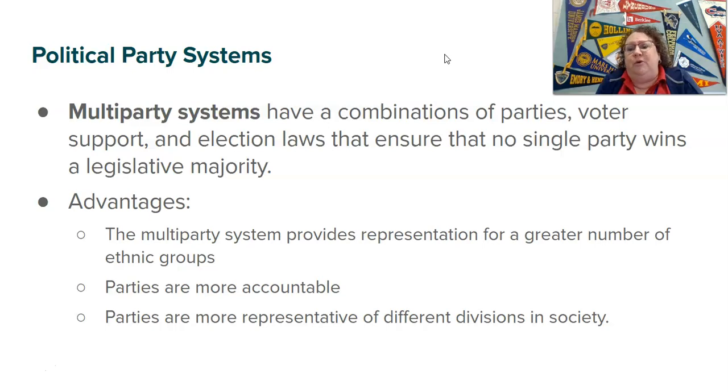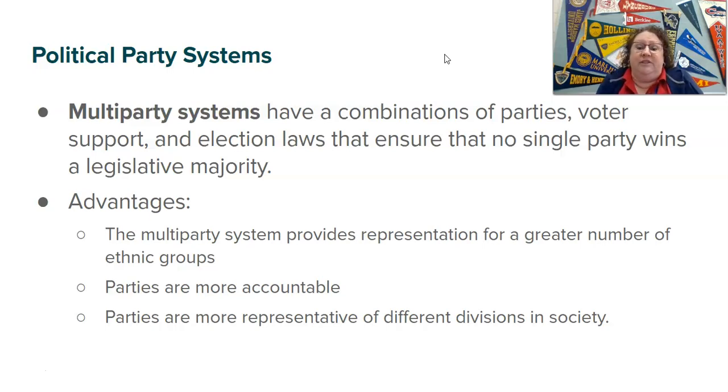The countries with multi-party systems that we study: Nigeria has a multi-party system, Russia has a multi-party system, Mexico has a multi-party system. Iran technically has a multi-party system. So the UK is a two-party dominant system, and China, of course, is a one-party system.